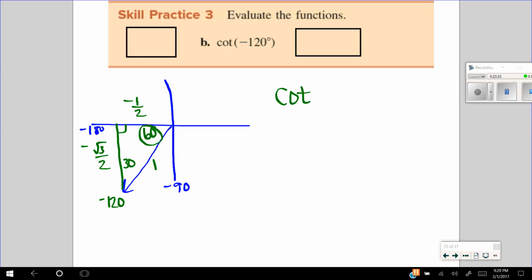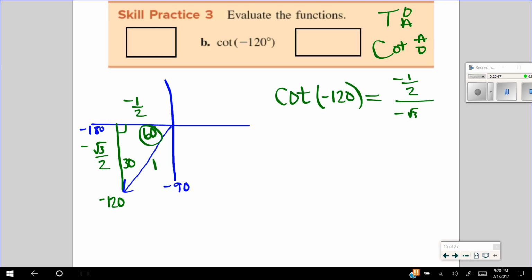So the cotangent of negative 120 is the reciprocal of tangent. So if tangent is opposite over adjacent, then cotangent is adjacent over opposite. So adjacent is negative 1/2. Opposite is negative root 3 over 2. So I've got some simplifying to do. Negative 1/2 times the reciprocal, 2 over the square root of 3, negative.